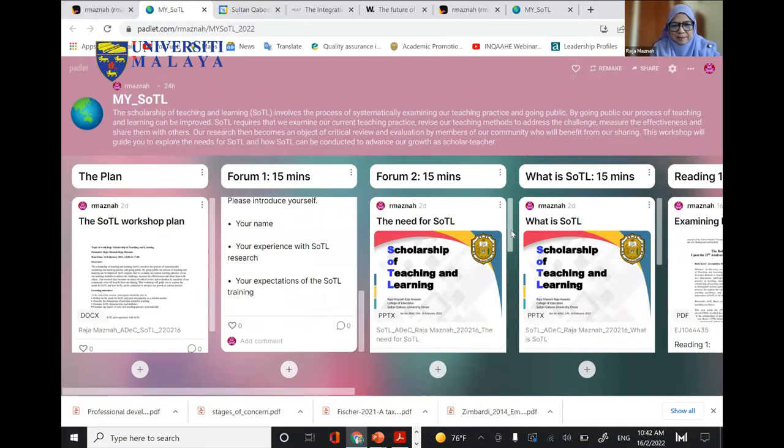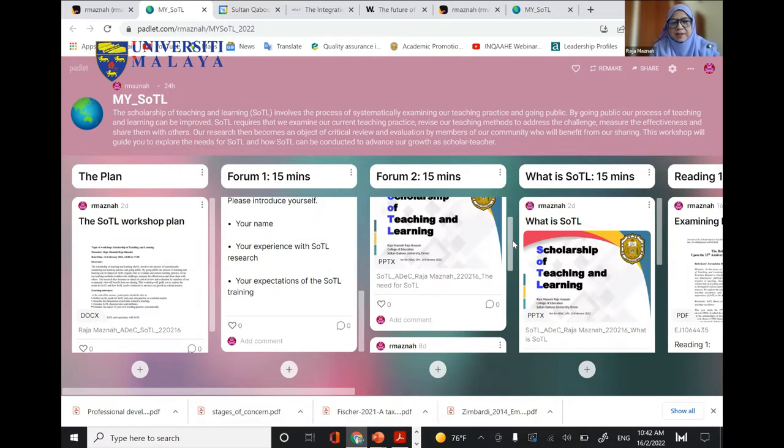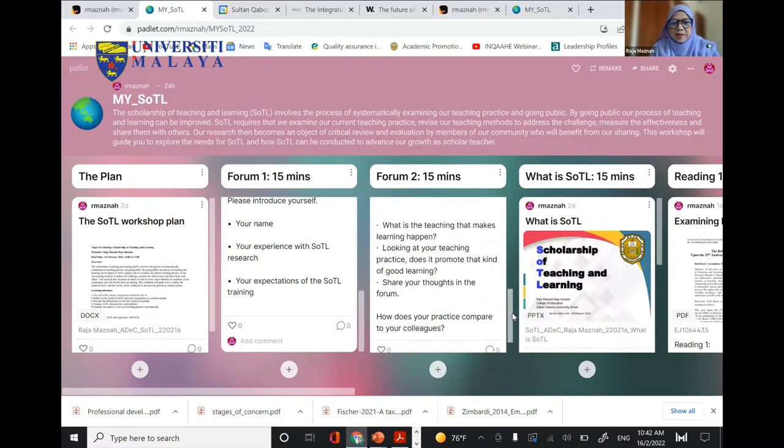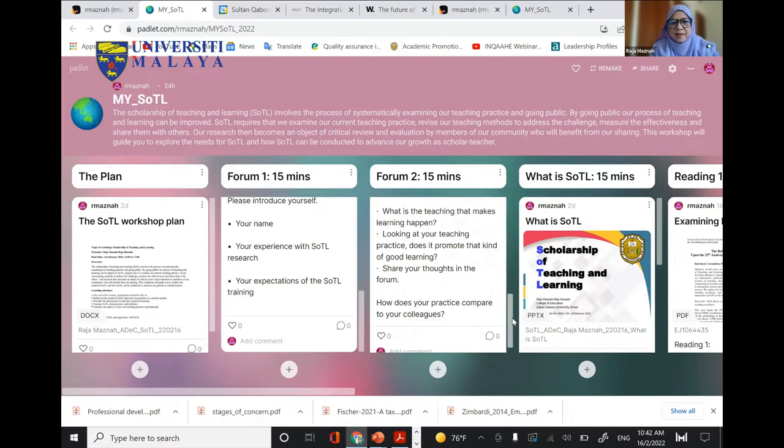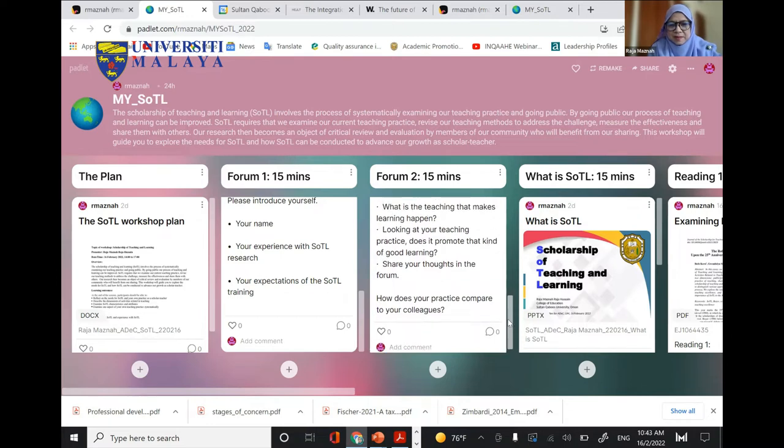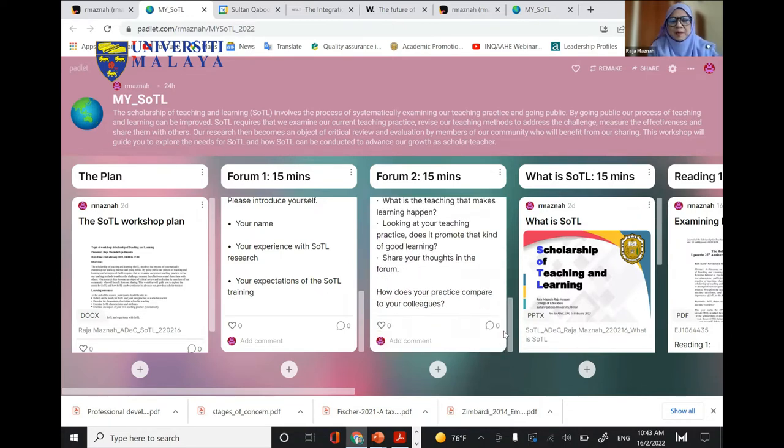The next part is we're going to look at the need for SoTL, and you are going to talk about the teaching that makes the learning happen, and looking at your teaching practice, does it promote that kind of good learning? You're going to share your thoughts in the forum. I would like to give 10 minutes to do this in the group, maybe in the chat, or if you want to go into the breakout room, it's also fine with me. So we have some time to reflect on what it is that makes the learning happen in our teaching.